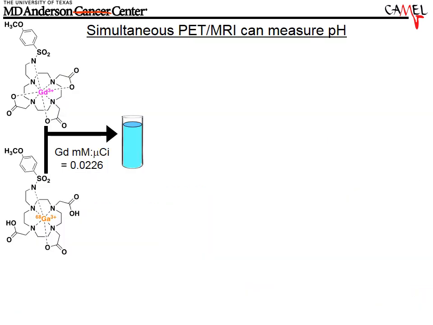Here's an example, though, where simultaneous PET MRI can have a remarkable improvement. Here's an agent that's an MRI contrast agent with gadolinium that we've made in our laboratory, and a radionuclide version with gallium-68. And we've co-mixed both of these agents together and put that into a phantom. We know the gadolinium to microcurie ratio, so we don't actually have to know the concentration of the gallium. We just have to know how many microcuries are coming from the gallium to get this ratio.